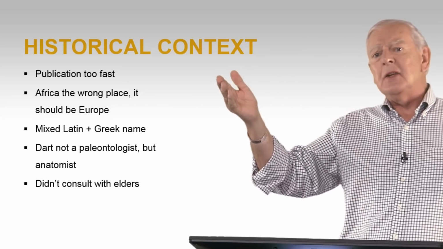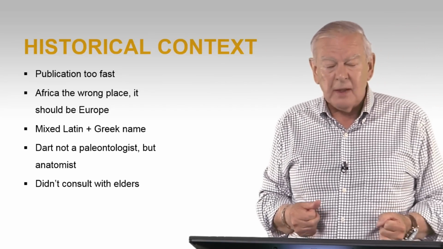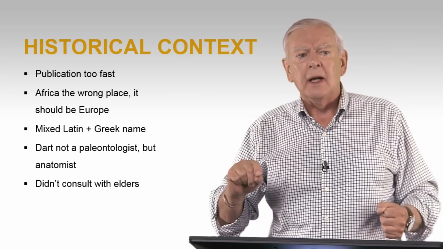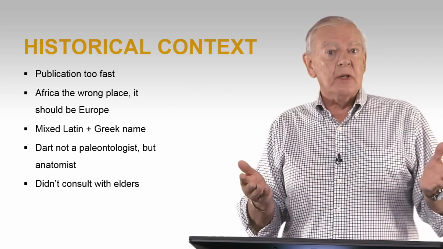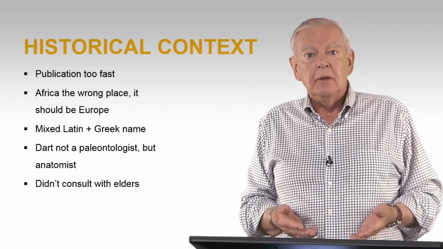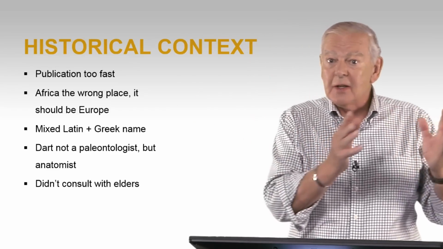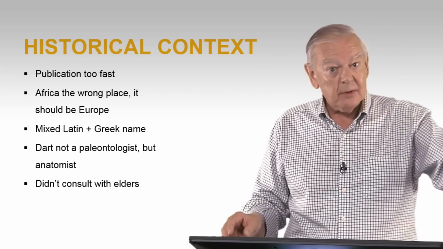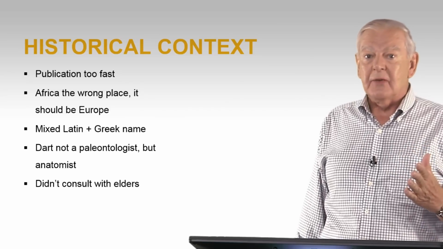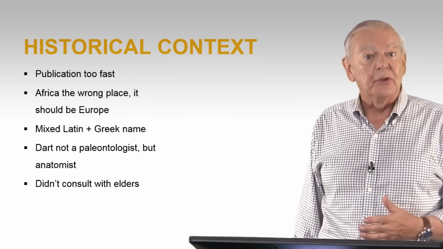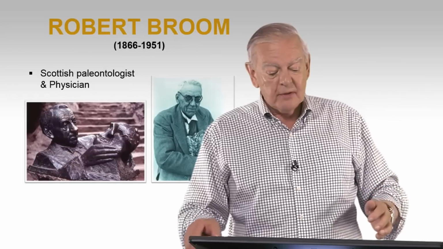He mixed his Latin and his Greek. Good heavens. Well, he did it correctly, so they couldn't really take that away from him, but they thought it should all be in Latin, not part Latin and part Greek. And he wasn't a paleontologist, he was an anatomist. So what does he know about fossils? Well, you know, the present is the key to the past. If you're not a good anatomist, you're not going to be able to understand the fossils. And, of course, the biggest mistake at that time was he didn't consult with his elders and get their opinions. Dart went off on his own and published The Taung Child.